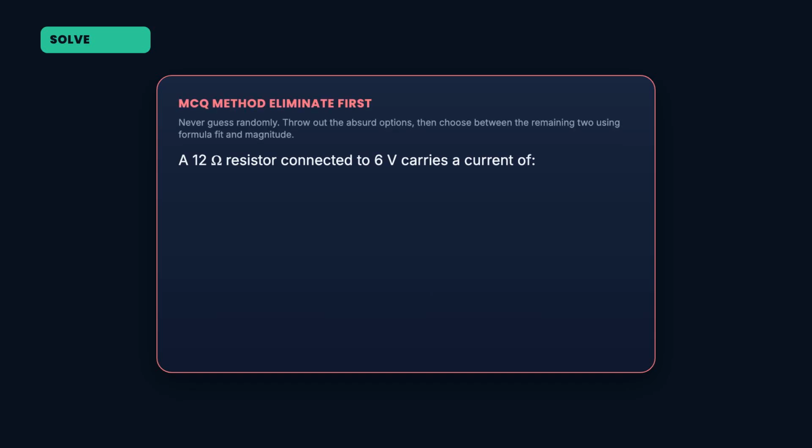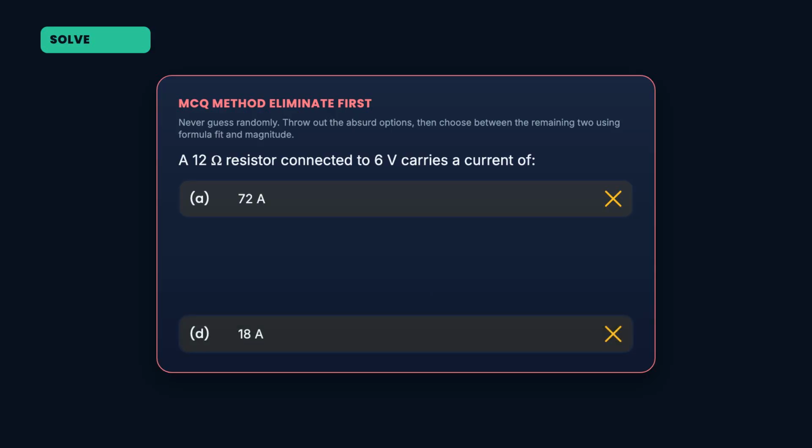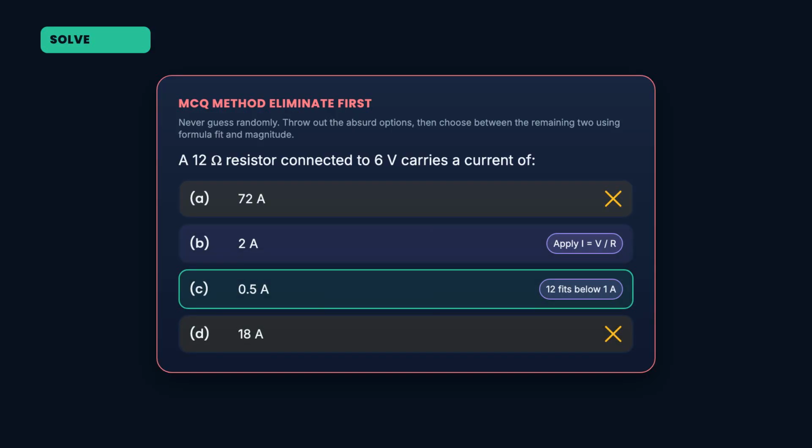For MCQs, eliminate. Two options are usually clearly wrong. From the remaining two, pick by orders of magnitude or by the formula that fits. Never guess randomly when you can rule things out.